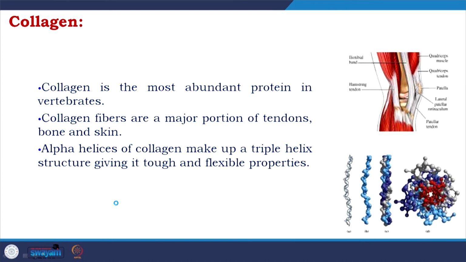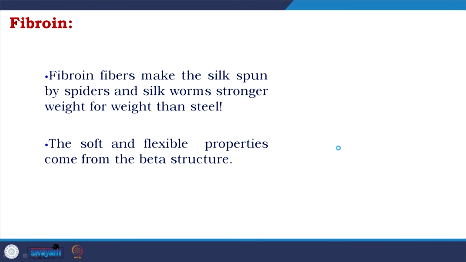Collagen is the most abundant protein in vertebrates. Collagen fibers are a major portion of the tendons, bone and skin. As you see here, the tendon, bone and skin have collagen. Alpha helices of collagen make up a triple helix structure, giving it tough and flexible properties. So, this is the first chain which comes together and makes a triple chain, and that is the final collagen structure.